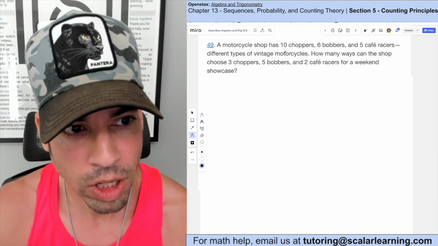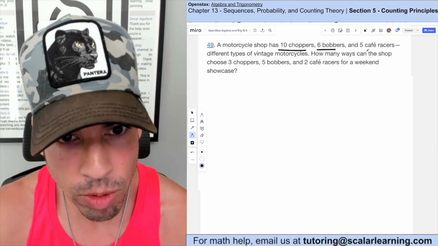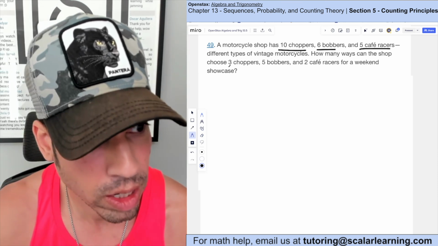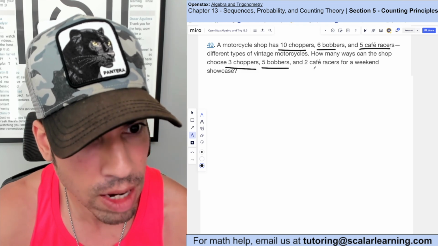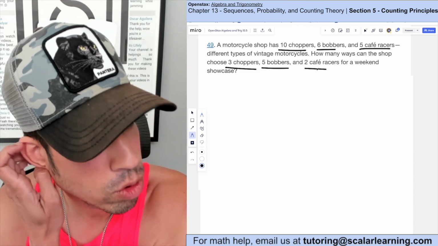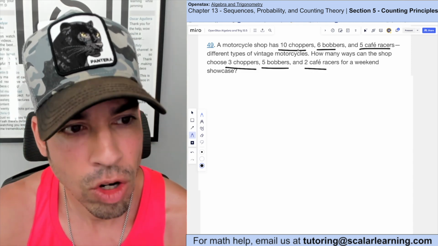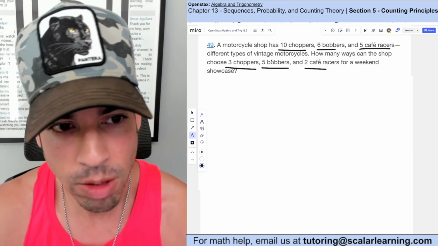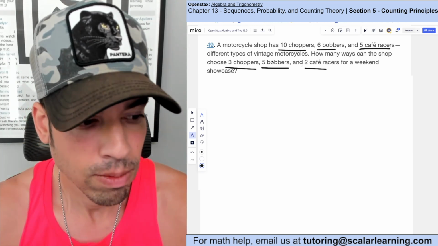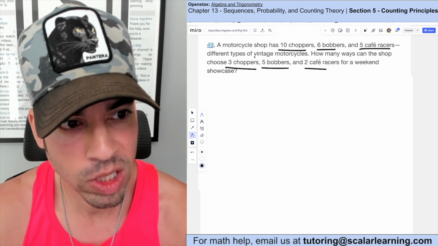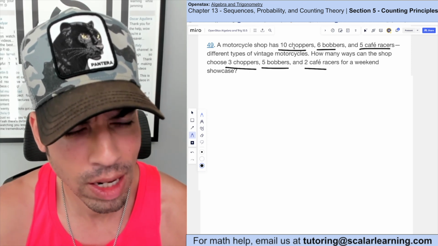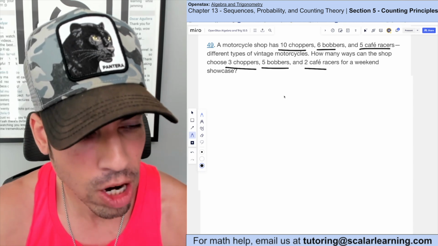Done. A motorcycle shop has 10 choppers, 6 bobbers, and 5 cafe racers, different types of vintage motorcycles. How many ways can they choose 3 choppers, 5 bobbers, and 2 cafe racers for a weekend showcase? All right. So we're talking about combinations here, because we're not talking about ordering. We're not talking about putting it in a particular arrangement. We're just talking about choosing. So when we're talking about combinations, let's do it one by one. First we're going to take the number of combinations for the choppers, right?